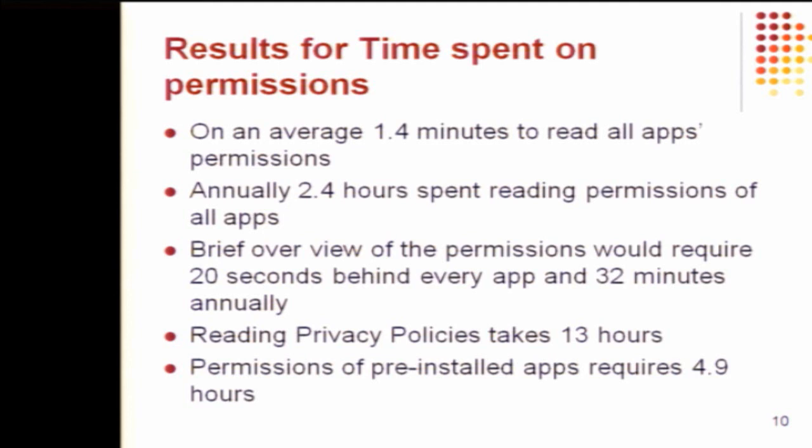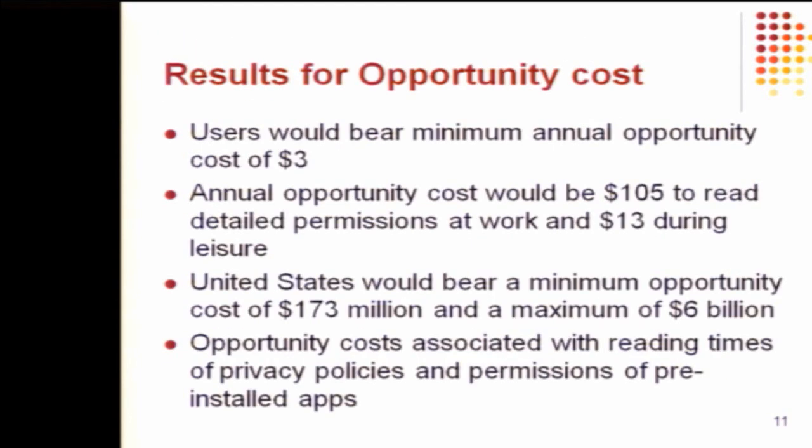For pre-installed apps we have brief permissions as well as details, so we are considering both. And the opportunity cost highlights: the user bears a minimum cost of $3, which, compared to a subscription of any privacy protecting app at around $5 a month, is almost nothing. The annual opportunity cost would be around $105 for reading detailed permissions and $13 if read during leisure. The United States, which is the example nation in our case, would have a minimum opportunity cost of 173 million and a maximum of 6 billion.